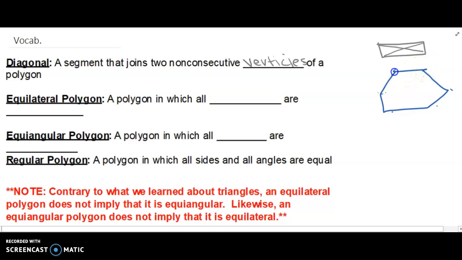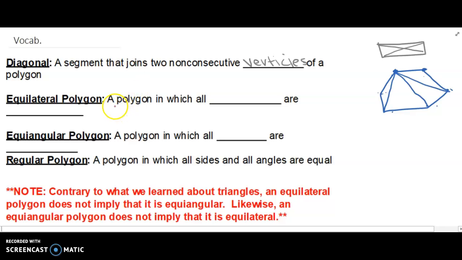Anytime we join two non-consecutive vertices, so vertices are the points, all the way around. So like this would be a diagonal because we're joining two non-consecutive vertices. But this is also a diagonal, and this is also a diagonal. So you can have more than one diagonal from the same vertex, okay? You can't in a quadrilateral, but as you get bigger, you can draw more and more diagonals from the vertices.